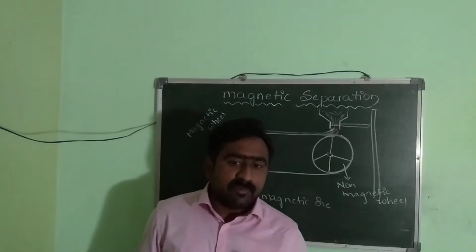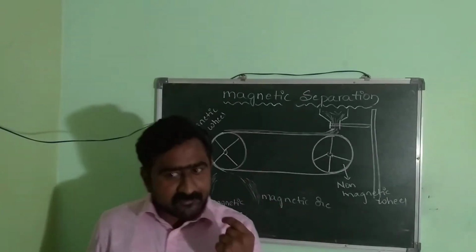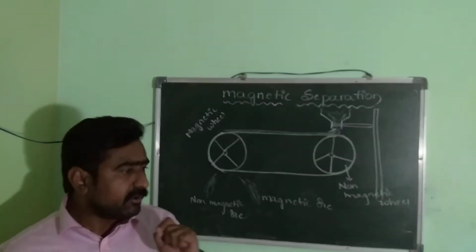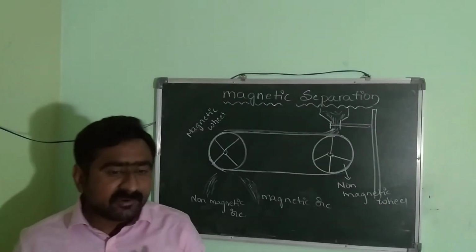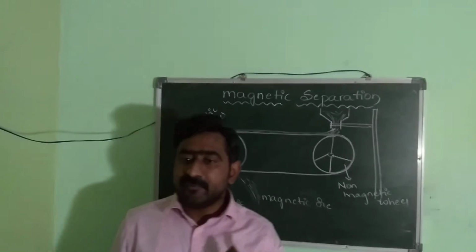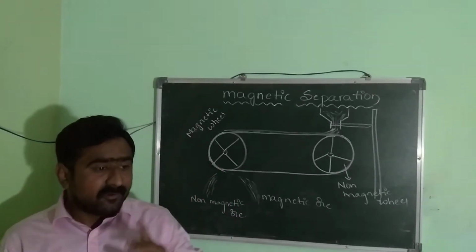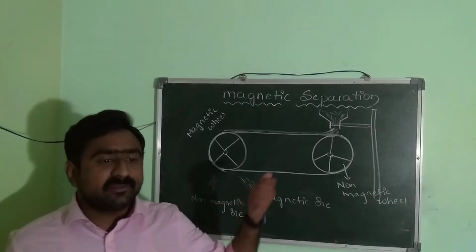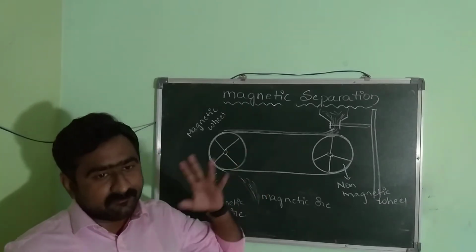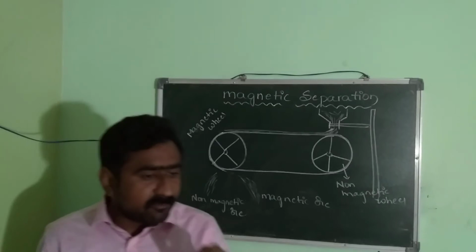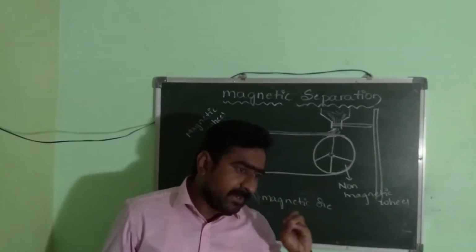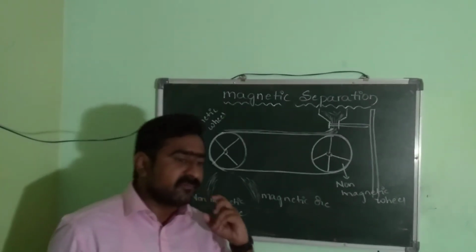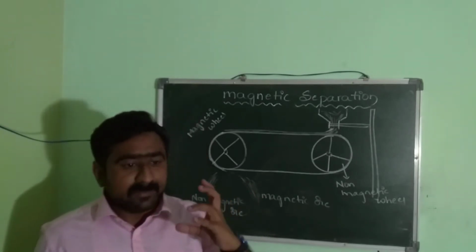If we take the first stage, concentration or dressing of ore, it is again subdivided into four important methods. The first is the hand picking method, the second is the washing method, the third is magnetic separation, and the fourth is froth flotation. Froth flotation we already covered in the previous video class; it is mainly used for the concentration or dressing of sulfide ores.